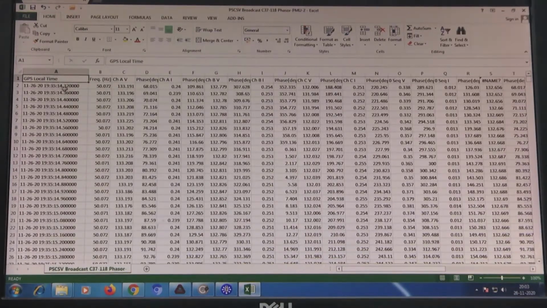At every such instant we have the frequency of the particular PMU, the channel A voltage magnitude and angle, the channel A current magnitude and the corresponding phase angle, and like that for all the three phases, and similarly for the next PMU we have the corresponding values.